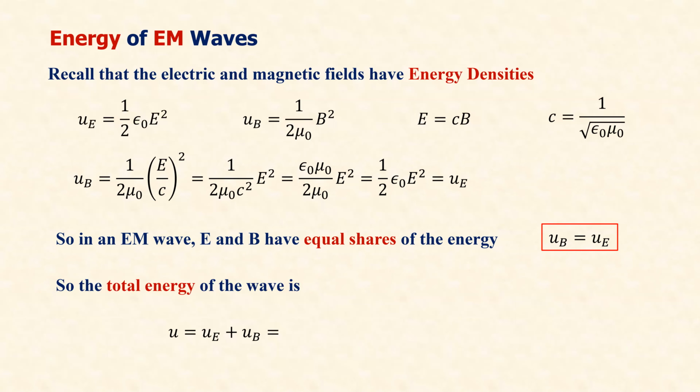The total energy of the wave then is U, that is UE plus UB, which is 2 times UE. Instead of UB is the same as UE, we can say twice one of them. And that 2 times UE becomes just epsilon naught E squared. So the energy density at any point in the electromagnetic wave is equal to epsilon naught times E squared. At any point, if you have electric field, you have that much energy of the wave.